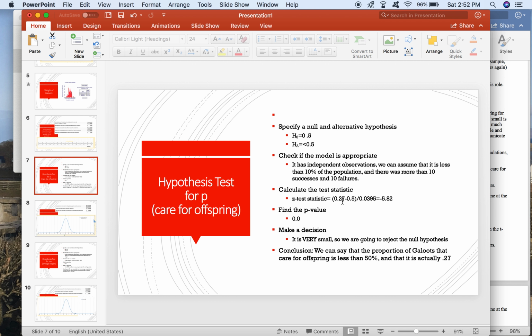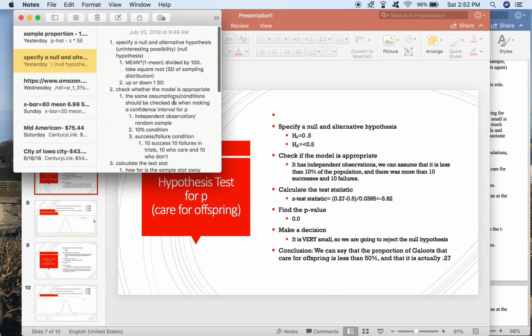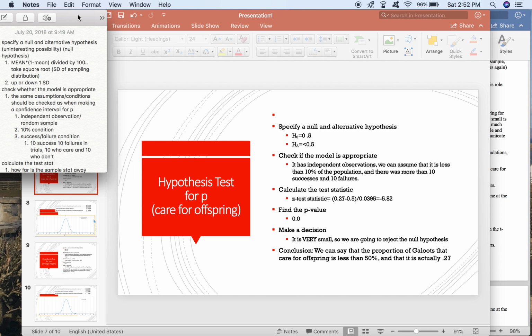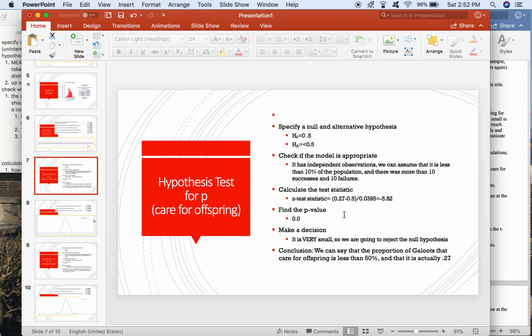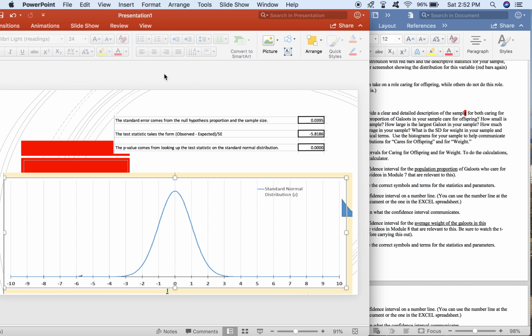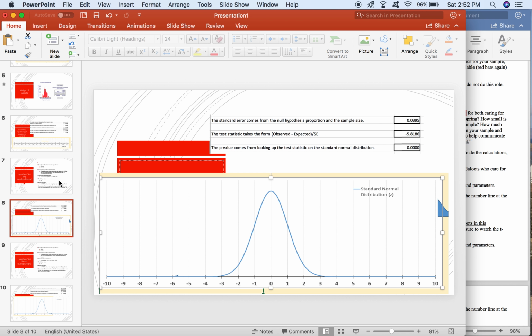I took the sample proportion minus the null value, and then I divided that by the standard error, and I came up with negative 5.82, and I rounded for mine.